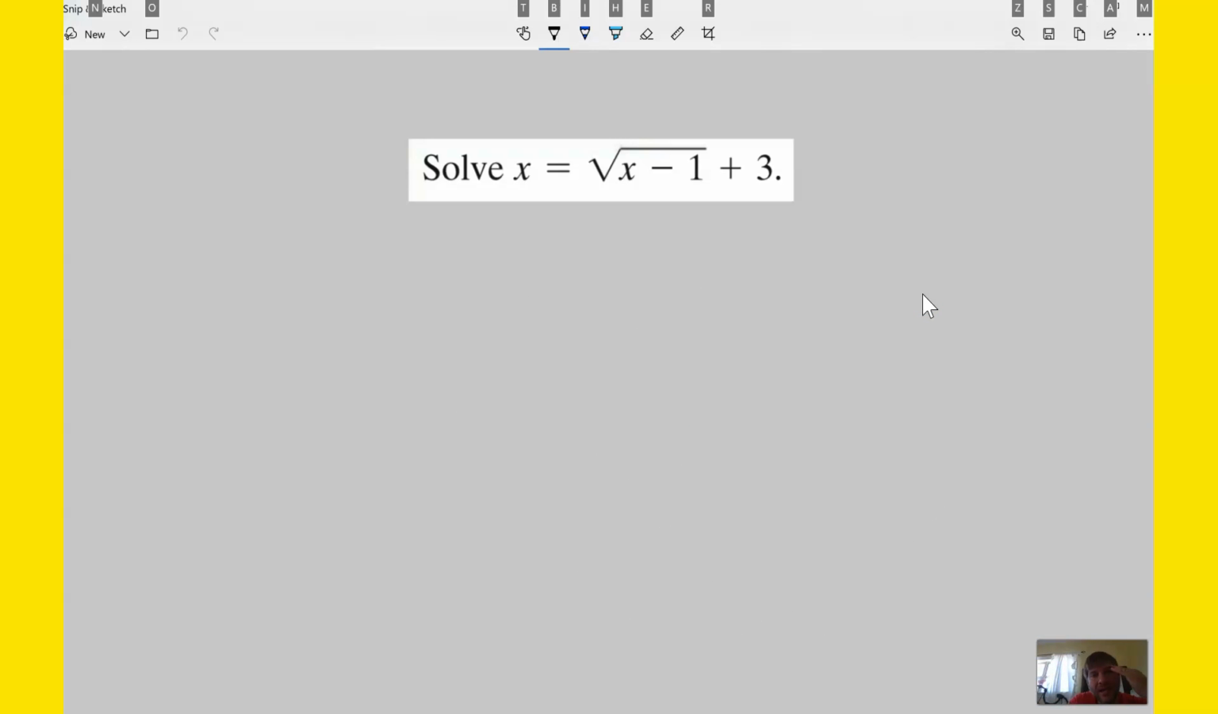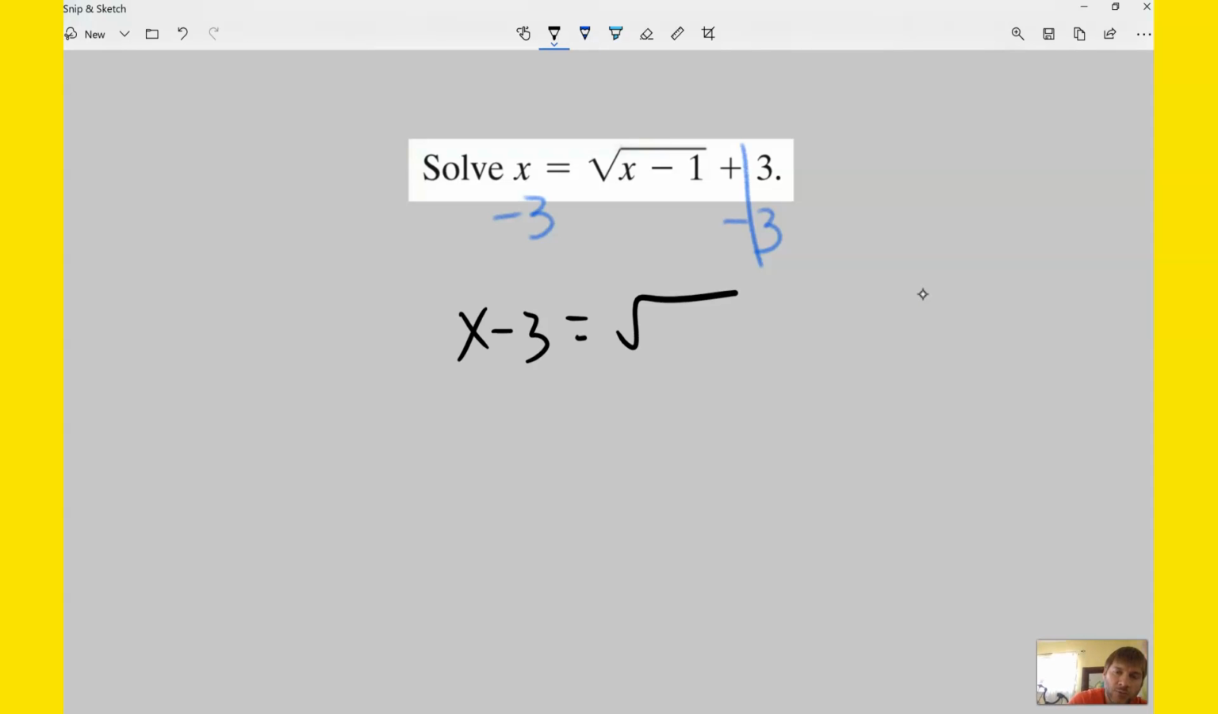This example may be slightly more difficult, but not too much, I don't think. Here we have a radical on this side of the equation where we have just an x on this side. When that's the case, get the radical by itself. Isolate the radical. Get the radical by itself first before you get rid of the radical. And so we're going to move the 3 over by subtracting 3 from both sides. And that's going to give me x minus 3 equals the square root of x minus 1. Then I'm going to get rid of the radical by squaring both sides.